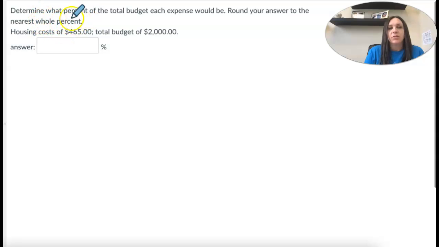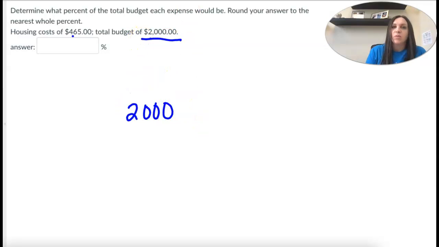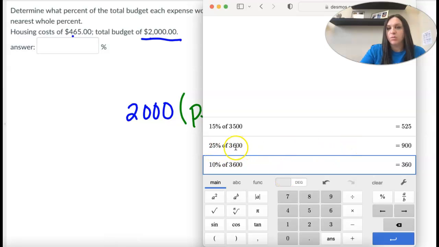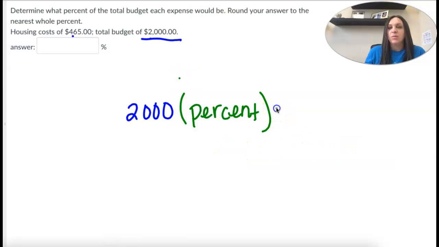Let's do one more. So determine what percent of the total budget each expense would be. So this time we don't have the percent, we're trying to find it. So our house cost, we paid $465 and our budget was $2,000. So to figure out what we're paying, we're going to take the amount and multiply that by the percent. That's what we've been doing here in Desmos. These are multiplication. And we get out $465.